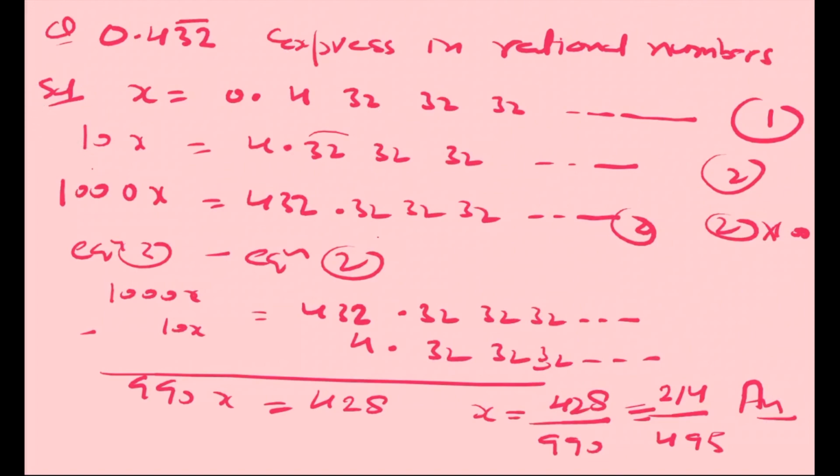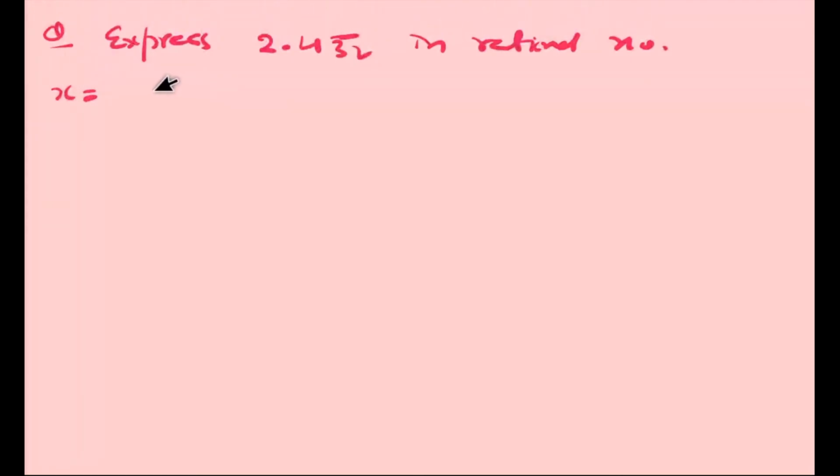Now take another example here. Express 2.432 bar in rational number, right? So first write x equal to 2 plus 0.432. Now change only 0.432 into fraction form, not the 2.